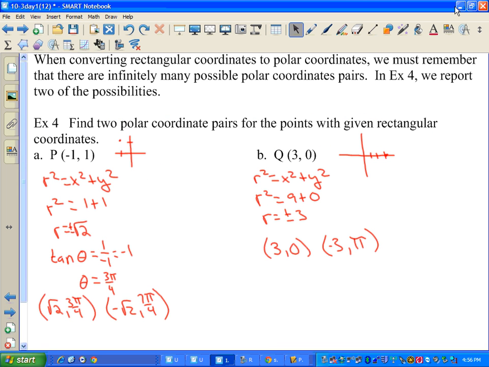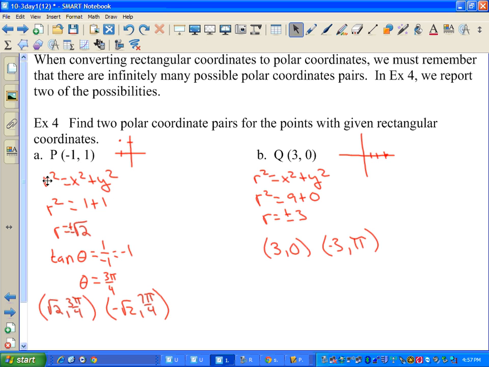When converting rectangular coordinates to polar coordinates, we must remember that there are infinitely many possible polar coordinate pairs. In exercise 4, we report 2 of the possibilities. In exercise 4, find 2 polar coordinate pairs for the points with given rectangular coordinates. So this is a rectangular coordinate, negative 1, 1. Let's keep in mind that this point is in quadrant 2.